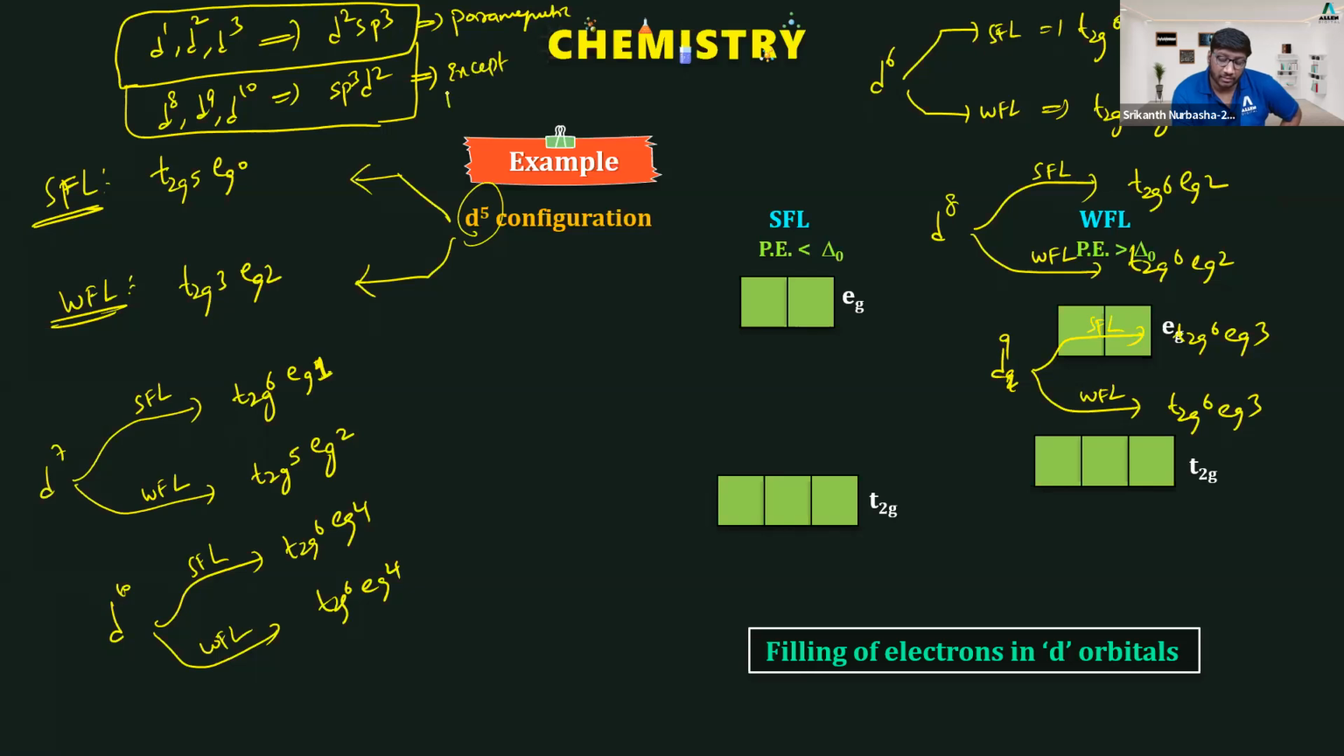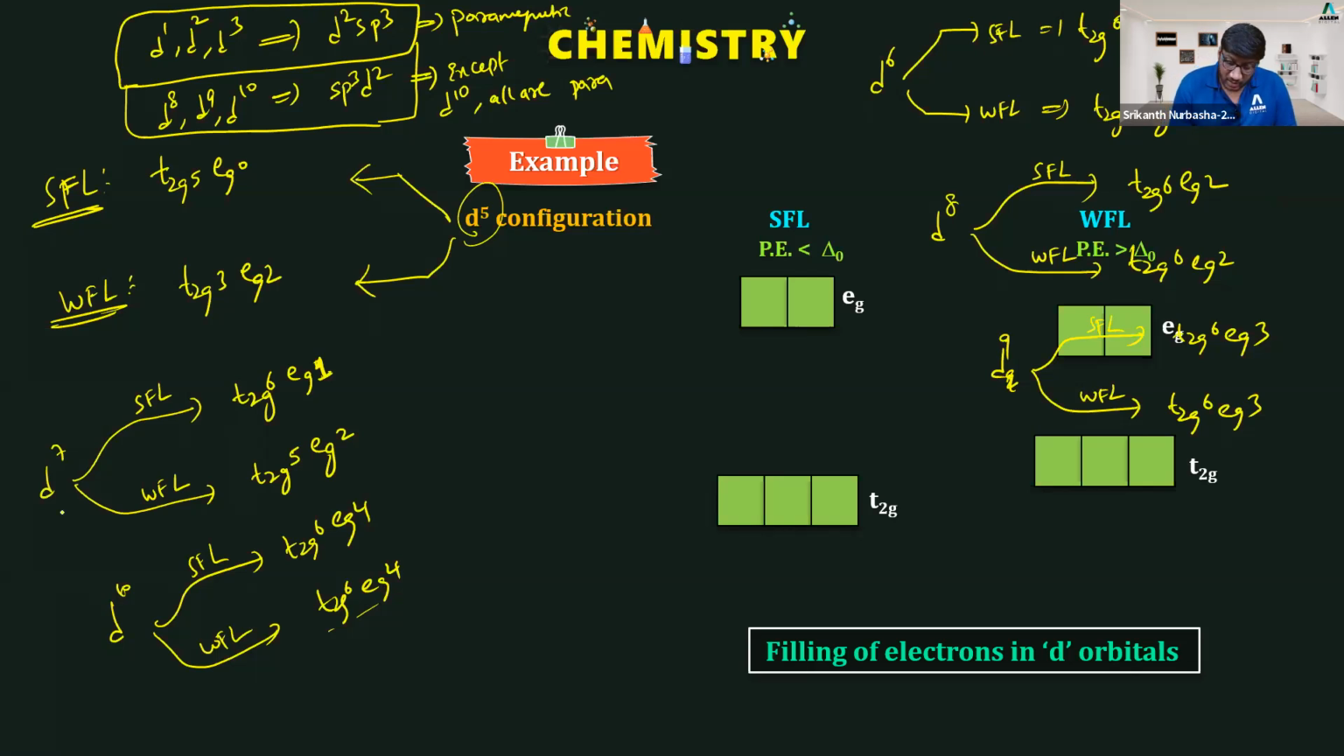Except D10, all are paramagnetic. Because D10 means t2g6 eg4, right? So that is going to be diamagnetic. Now you have a question. D1, D2, D3 configurations, d2sp3, paramagnetic. D8, D9, D10 configurations, sp3d2, and except D10, all are paramagnetic.